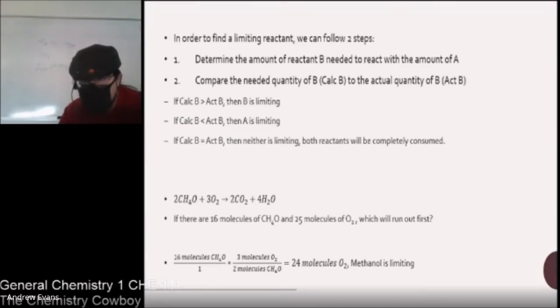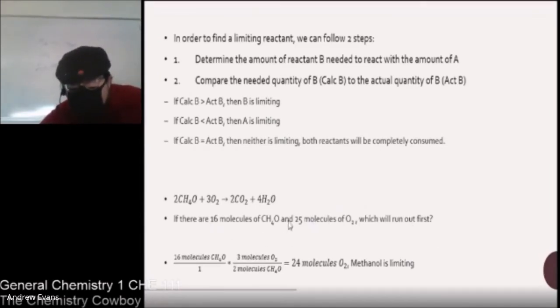But so for this first problem, I say 16 molecules of methanol, 25 molecules of oxygen. I'm keeping this on the molecule side so we don't have to do grams to moles. So just looking at this, which guy will run out first, methanol or oxygen?